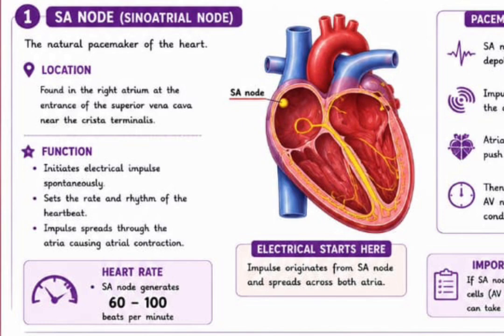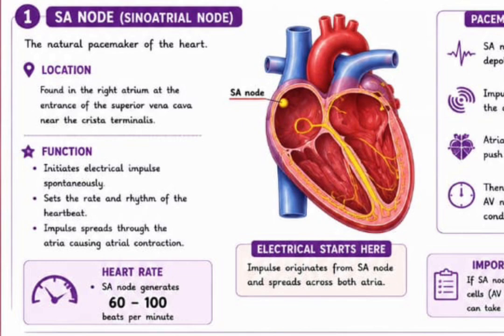So when they generate an action potential, they set the rate and rhythm of the heartbeat. After generation, they spread it to the atrial muscles, so the atrial muscles contract at the same time. But as the atrial muscle contracts, what happens? The ventricular muscle is at rest, because I told you that they cannot occur at the same time. The atrial musculature contracts together due to the stimulation of the SA node. You get it now?